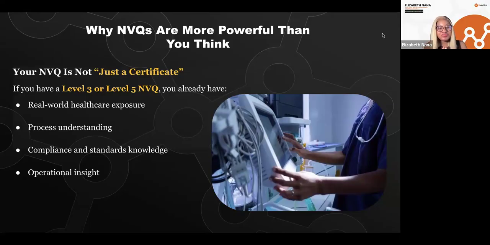And then finally, last but not the least, you also have operational insight. This is what I mean by, you know how it works on the ground. You have that first-hand experience. So because you have that first-hand experience, it's going to be very easy for you to spot inefficiencies, to spot problems, to spot loopholes and also gaps because you have lived inside the system.